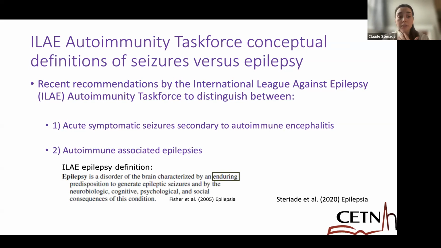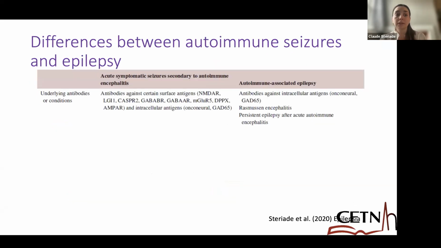So everybody here knows this, but let's just remind ourselves that epilepsy is an enduring predisposition to generate epileptic seizures. So if you have a patient who has NMDA receptor encephalitis with facial dyskinesia, autonomic dysfunction, and in addition to that, at some point has a tonic-clonic seizure or is having subclinical seizures on EEG, that's not epilepsy. Those are acute symptomatic seizures. So let's talk a little bit about how they're different.